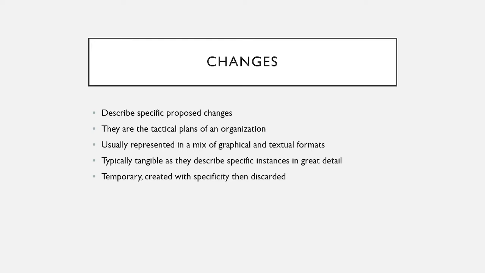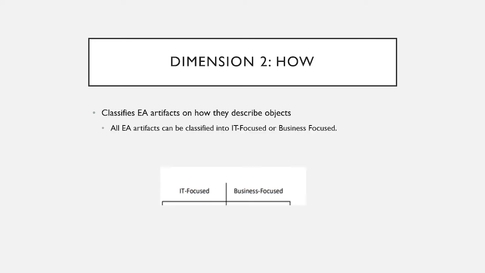What exactly are we going to change right now? And with that, congratulations, you have defeated Dimension 1, which brings us on to Dimension 2, How. This classifies EA artifacts on how they describe objects. All EA artifacts can be classified into IT-focused or business-focused.